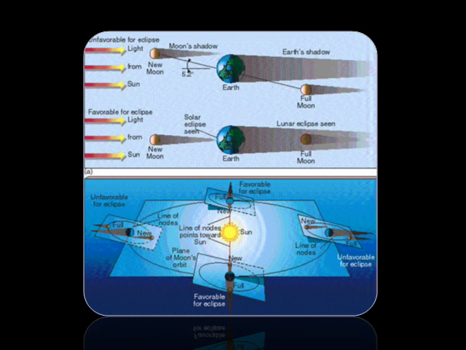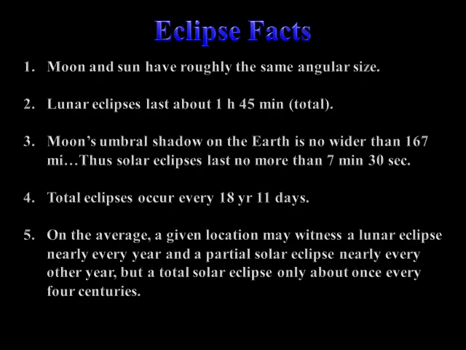Here are a few consequences of this. If you do the mathematics of the thing and work it out, the moon and the sun have roughly the same angular size. This is why we get total eclipses of the sun.